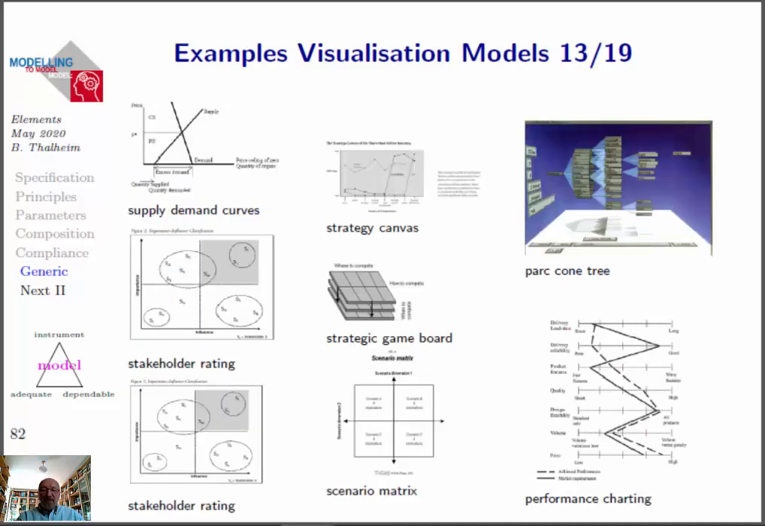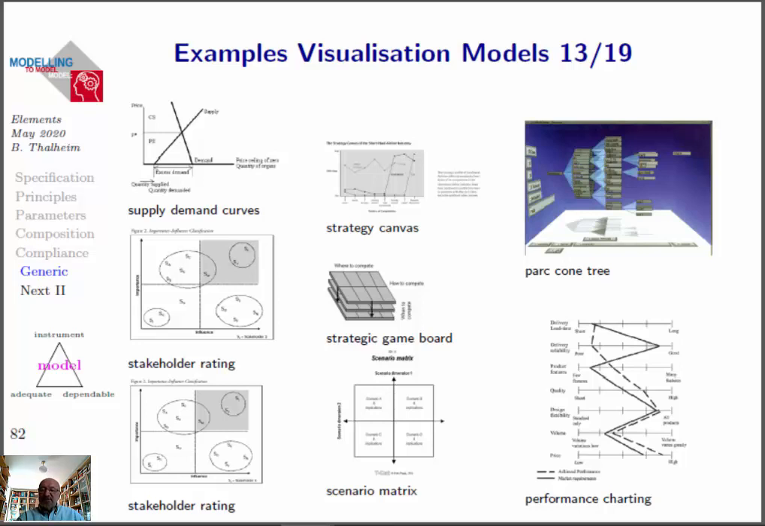There are some typical things: supply demand curves, stakeholder rating, and stakeholder rating in a different form. So you show here whatever is given there. Or is it the same? And then in this case you have a strategy canvas, a strategy game board, or a scenario matrix. And you can have also some kind of performance charting, or a cone tree, maybe a form to show you what kind of impact something has.